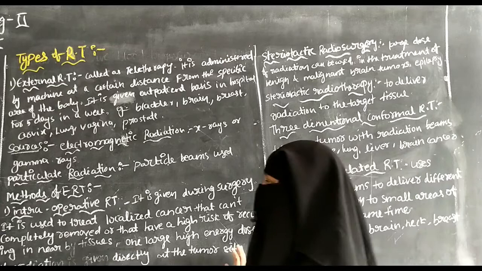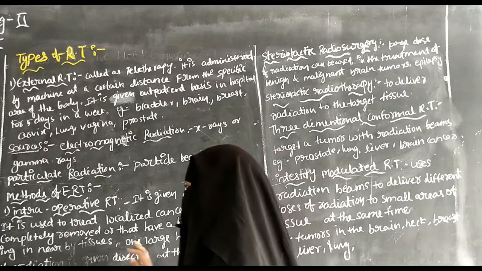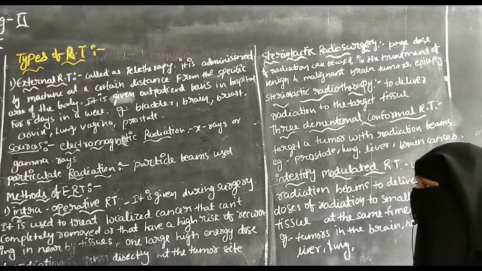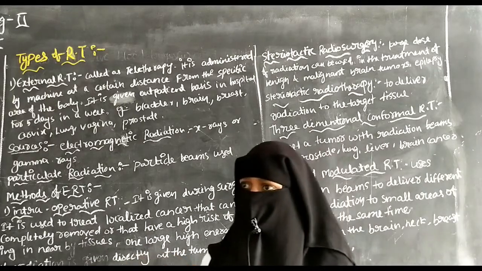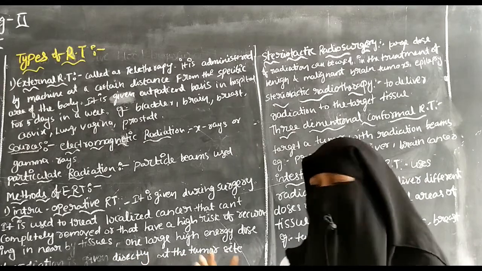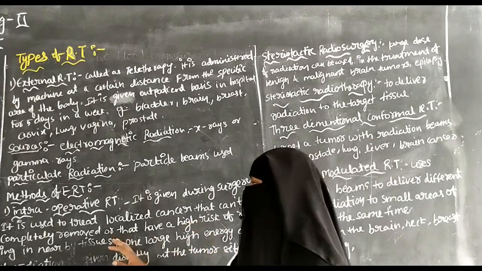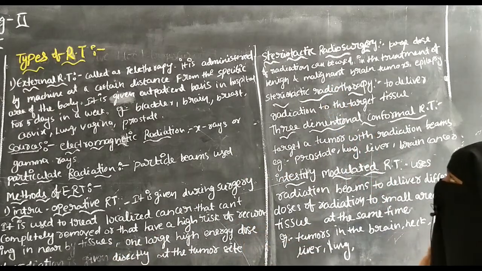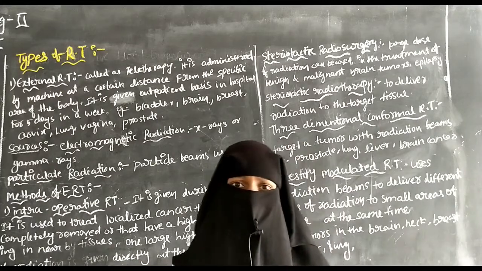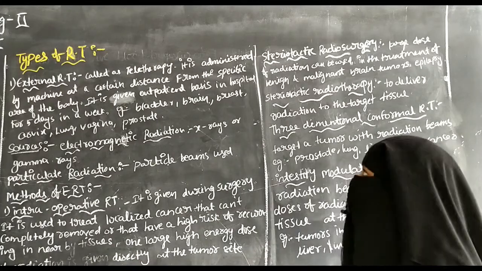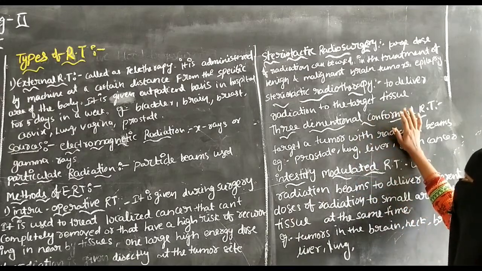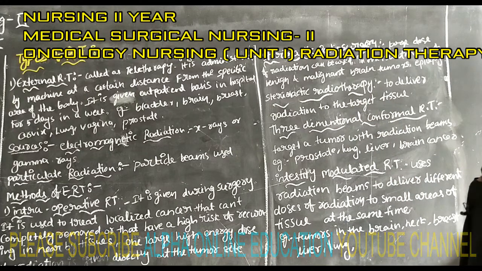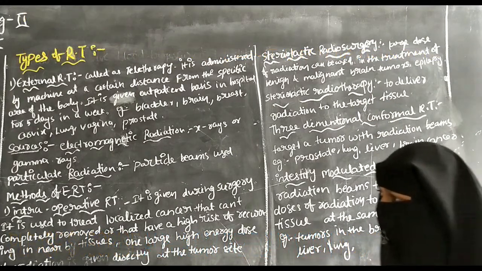These are all the methods of radiation therapy. There is intraoperative radiation therapy. It is administered during the surgery to treat localized cancer. Localized cancer means it is confined to a particular area. And next one is stereotactic radiosurgery. The radiation can be used to treat benign and malignant tumors. And next one is stereotactic radiotherapy. It is the same as stereotactic radiosurgery, delivering the radiation to the target tissue.